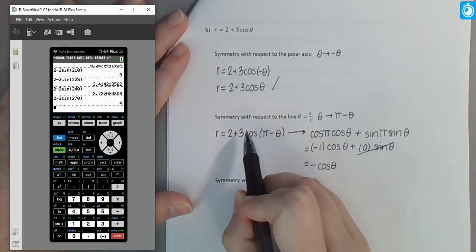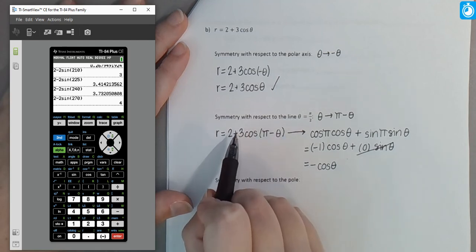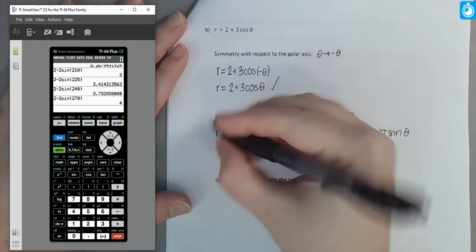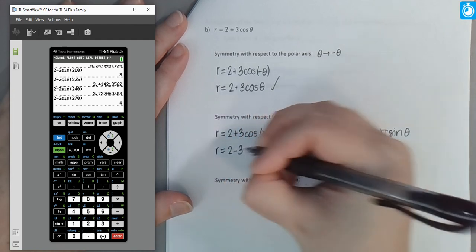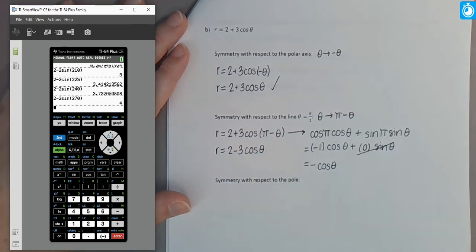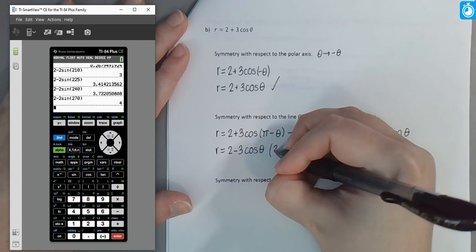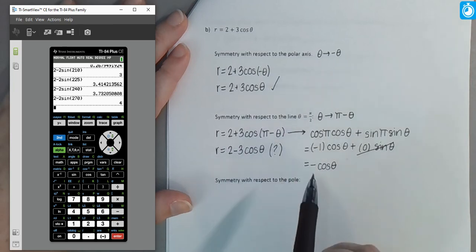So what happens if we plug that in here? Well, that's going to make this entire term, which was positive, negative. So that's going to become r is equal to 2 minus 3 times the cosine of theta, which does not match the original equation. So we conclude that this test is inconclusive. We can't officially say whether or not we have this type of symmetry just by the symmetry test.